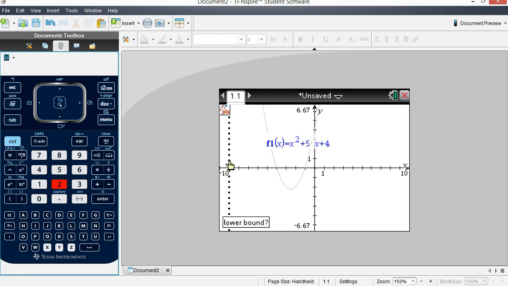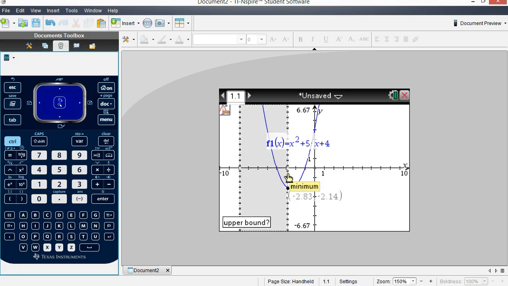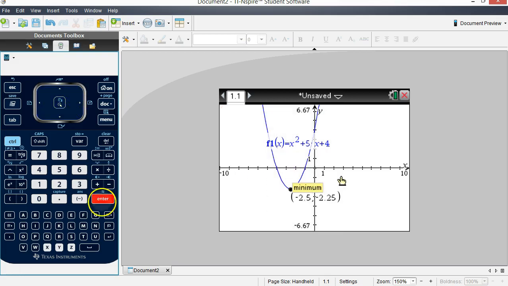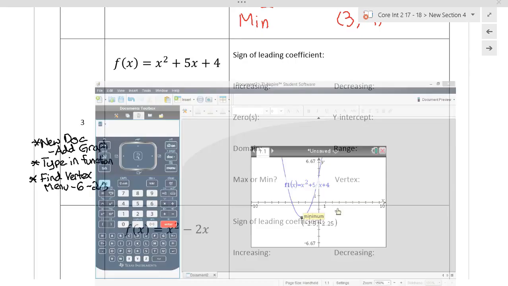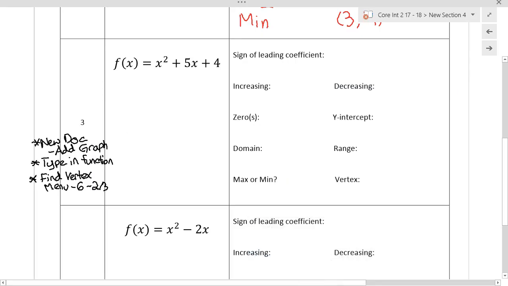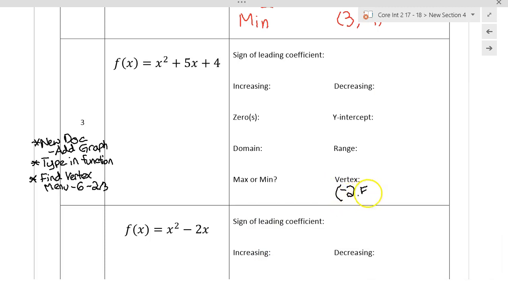Then I want to be on the left side of my function. Hit enter, because I'm already there. And you should see this change to ask for the upper bound. That means I want to go to the right side of my function. Enter again. Okay, and it gives us our minimum here. Negative 2.5, negative 2.25. Okay? So that's our vertex. So I'm going to write what that vertex is. Negative 2.5, negative 2.25.